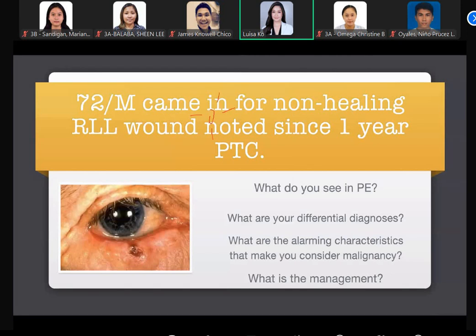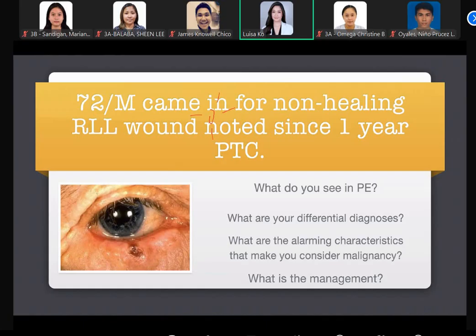So in this case, if we did an initial biopsy already and it turned out to be a squamous cell carcinoma, then I agree with you that we can do a wide excision with surgical margins of about 2 to 3 millimeters, and then we can reconstruct after. All right? Clear? Any questions regarding this case?